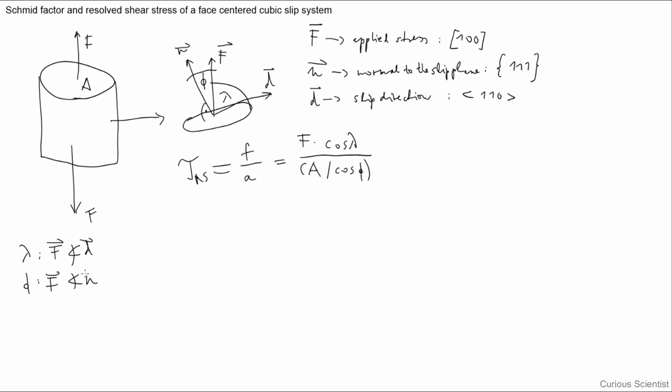Now, as we know these things, we can simplify this equation. What we have here basically is F over A times cosine lambda times cosine phi, right? F over A, we know that this is basically sigma, so it's a stress. And this term, cosine lambda times cosine phi, is the Schmid factor. So basically what we have at the end is tau RSS is equal to sigma times m.